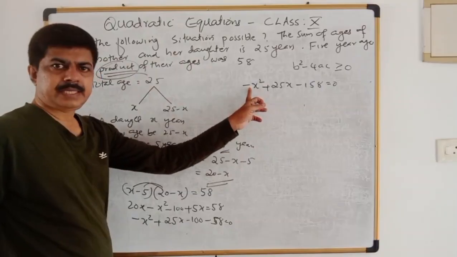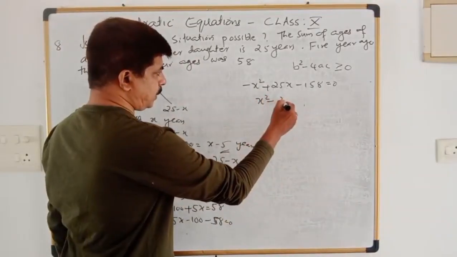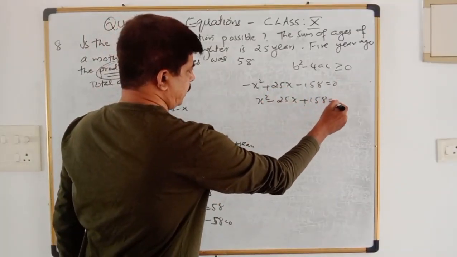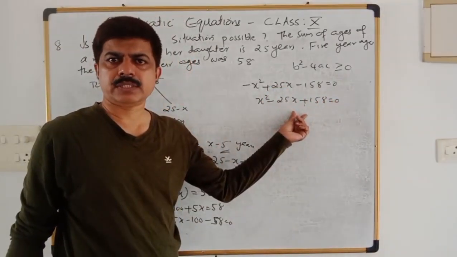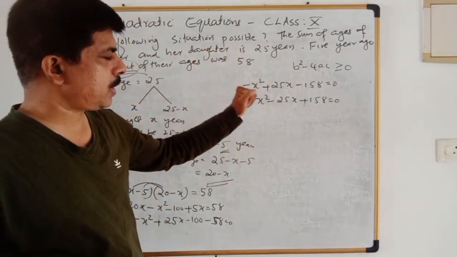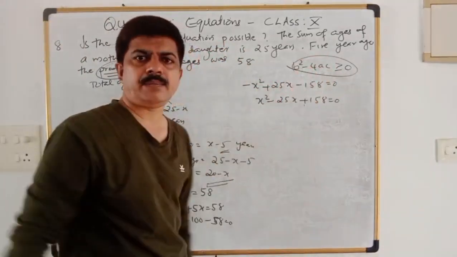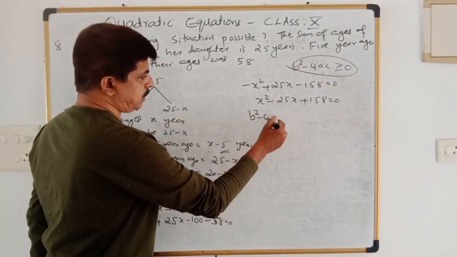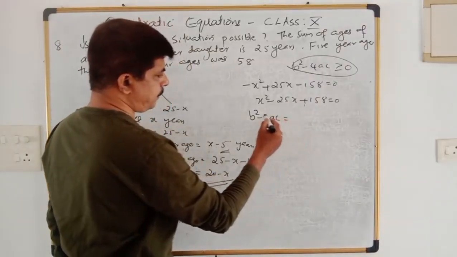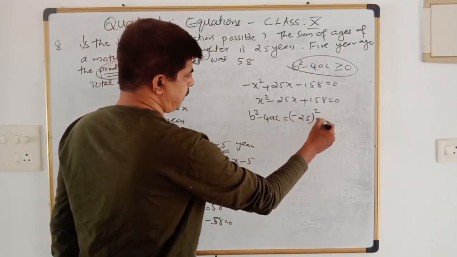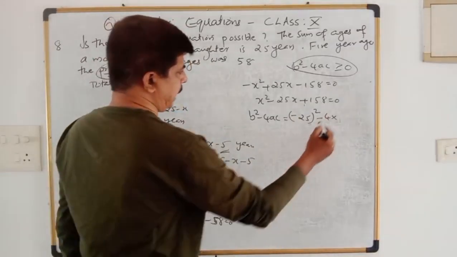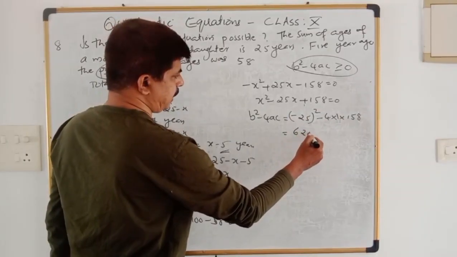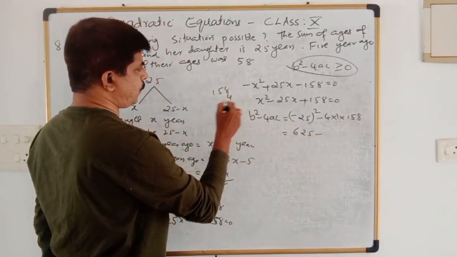Usually when the negative term comes, we change the sign of each term. Now we form the quadratic equation. We have to check whether the given situation is possible or not. We only have to calculate the determinant, no need to use the whole quadratic formula. Let us check the determinant b square minus 4ac. b is minus 25, square, minus 4 into a is 1, c is 158. 25 square is 625 minus 158 into 4.